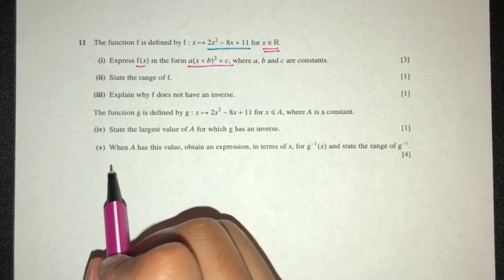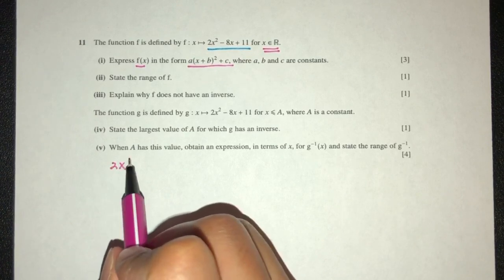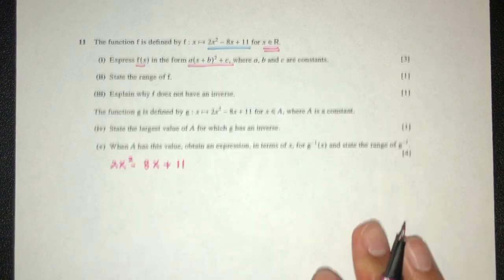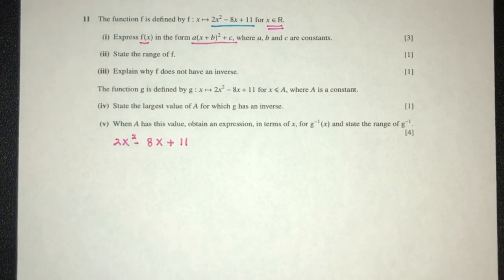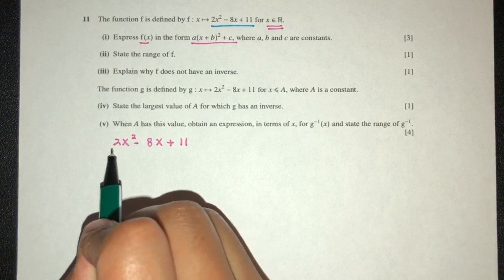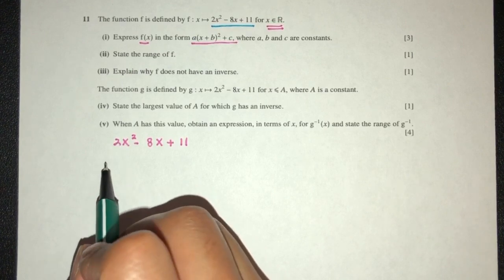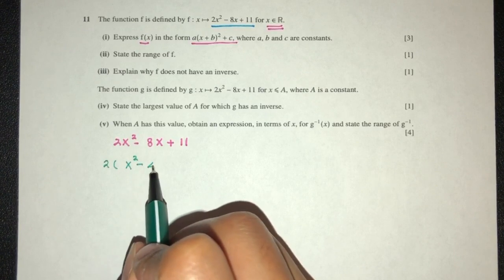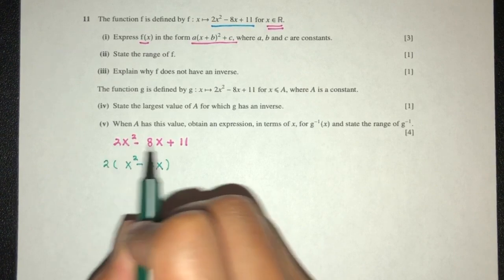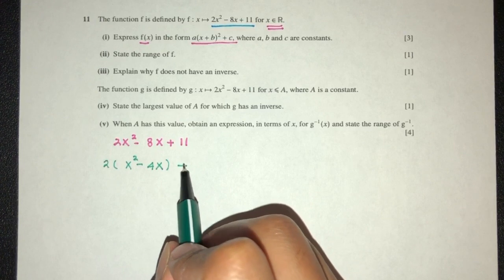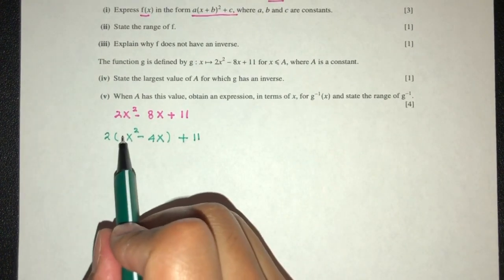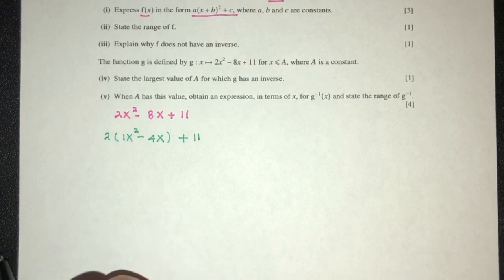So first things first, f of x is equal to 2x squared minus 8x plus 11. Now, first I will need to make sure that this becomes 1. It is 2 right now. I have to factorize 2 outside. That will become x squared minus 4x. And I will just factorize those two. I will leave this outside. No big deal. Now this is 1. Now I can move on to the next step.